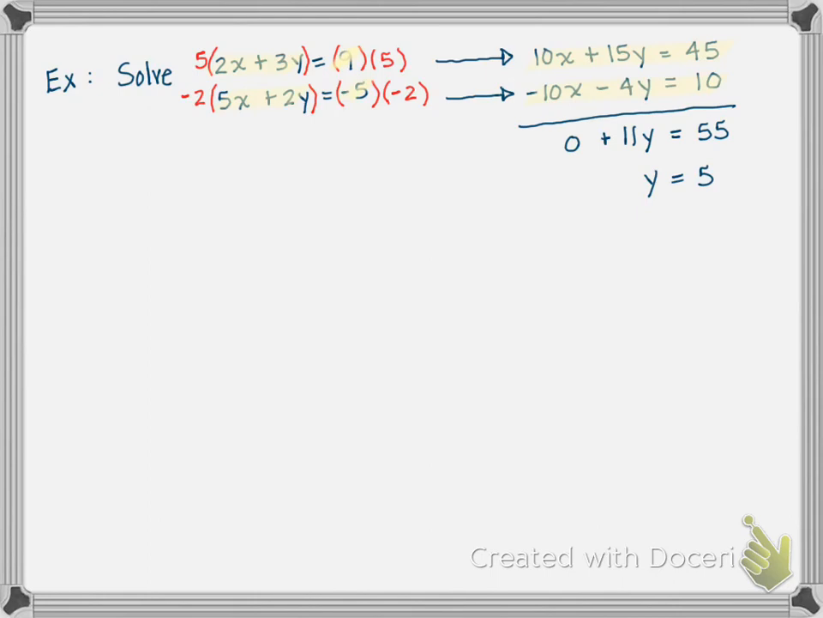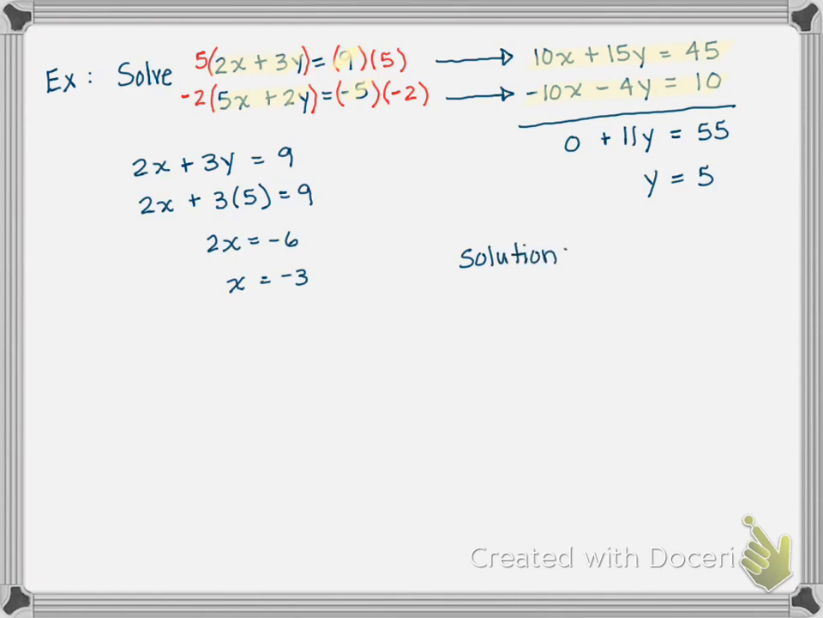So we'll just use the first one, 2x plus 3y equals 9. So 2x plus 3 times 5 equals 9. So 2x equals negative 6. So x equals negative 3. And so my solution is negative 3, 5.